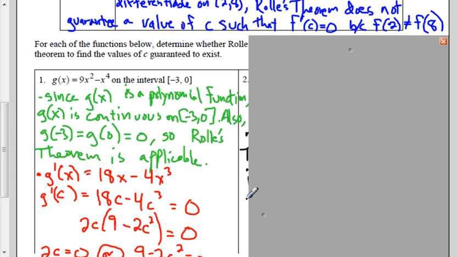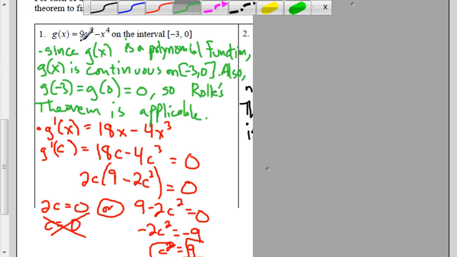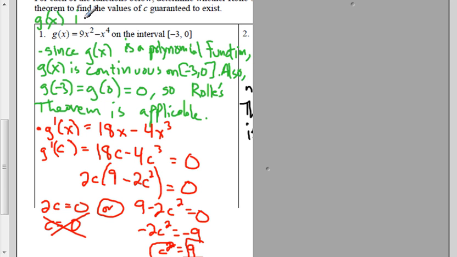All right, first example: given the function g of x equals 9x squared minus x to the fourth over the interval -3 to 0. Well, let's check what the three things are. First, it has to be continuous. It's a polynomial function, so I know it's continuous on that closed interval -3 to 0. I know it's differentiable everywhere, and I didn't write that down, so let me write that down. Sorry about that. g of x is continuous over the closed interval and differentiable over the open interval.